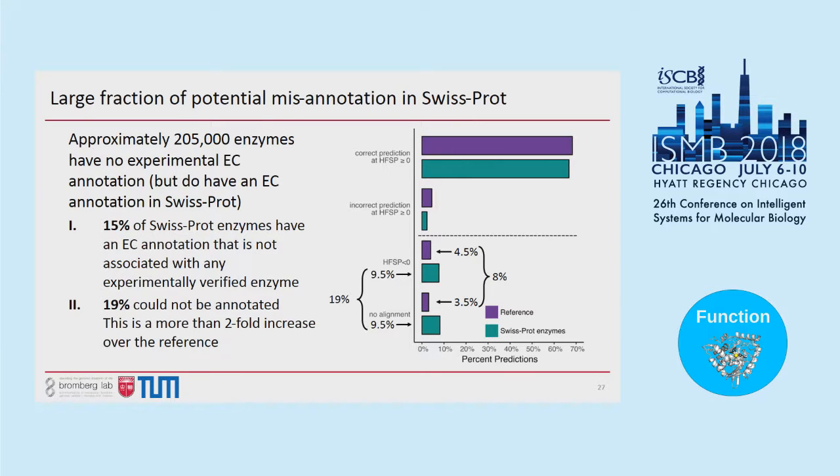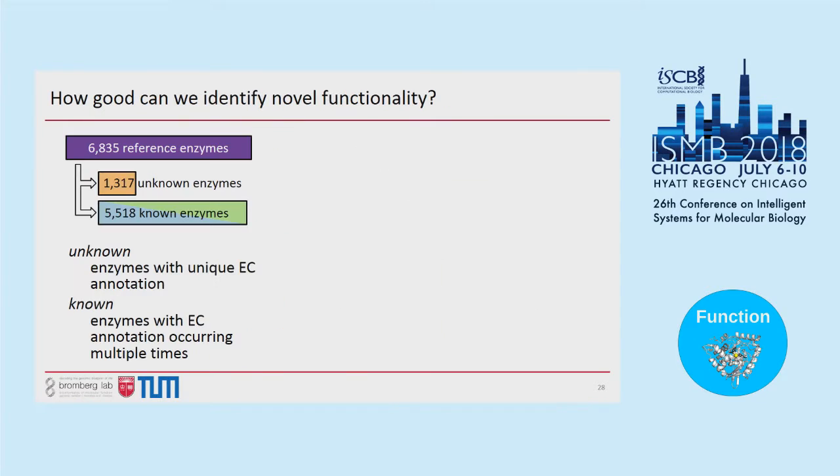And then secondly, 19% of those enzymes could not be annotated. So this is a more than twofold increase over our reference, and that leads us to believe that there is a large fraction of potential misannotation in SwissProt. So having established that, we were asking, how good are we actually at identifying novel functionality?